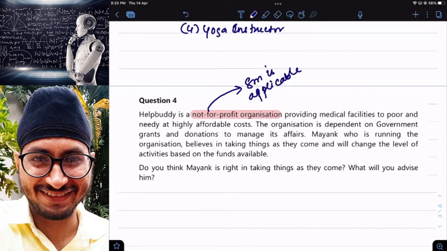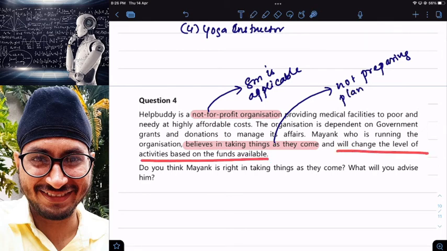Next, let us see. The organization is dependent on government grants and donations to manage its affairs. So this non-profit organization will receive money from where? Through donations and grants from government. Mayank, who is running the organization, believes in taking the things as they come. Believes in taking things as they come means, is this fellow preparing a plan or not preparing a plan? Not preparing a plan. This fellow is not preparing any plan, and he will change the level of activities based on funds available.